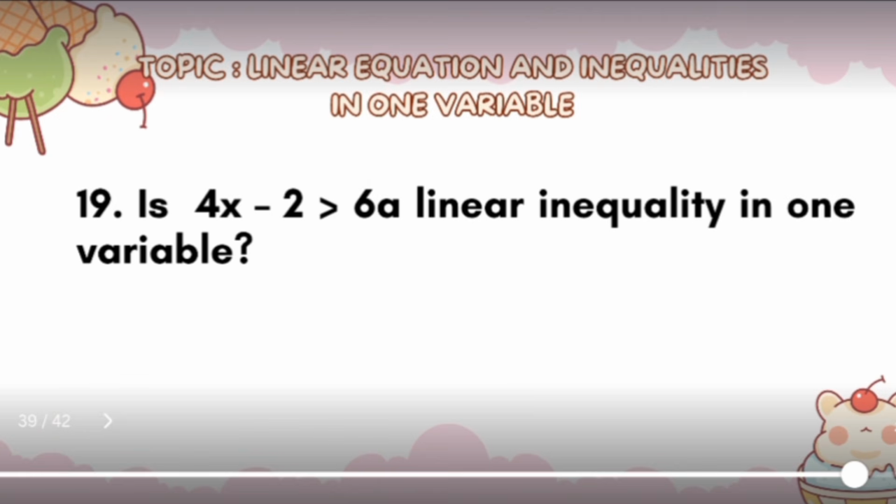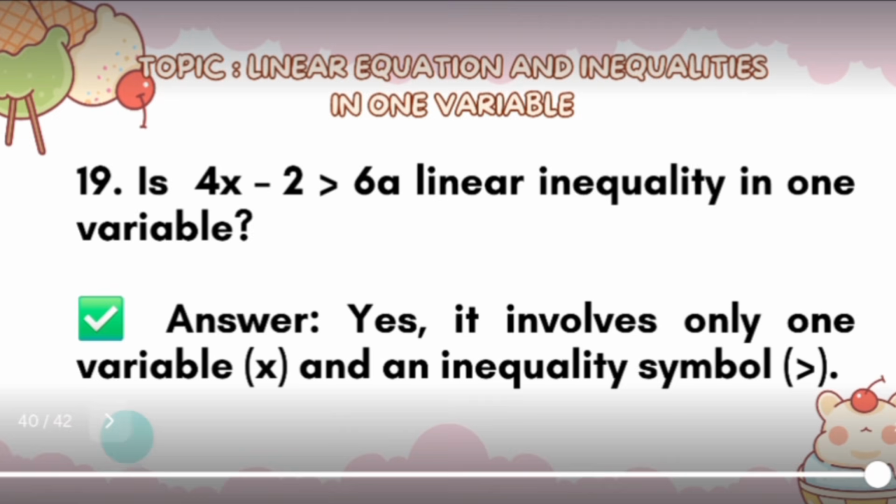Question number 19. Is 4x minus 2 greater than 6 a linear inequality in one variable? The answer there is yes. It involves only one variable, and that is the variable x, and an inequality symbol which is greater than. Please check the 6 and a there. 6 and a are separate. So that is only 4x minus 2 is greater than 6.